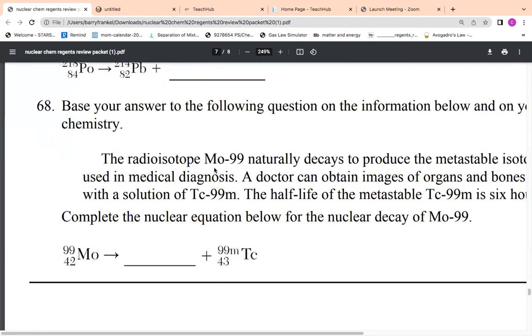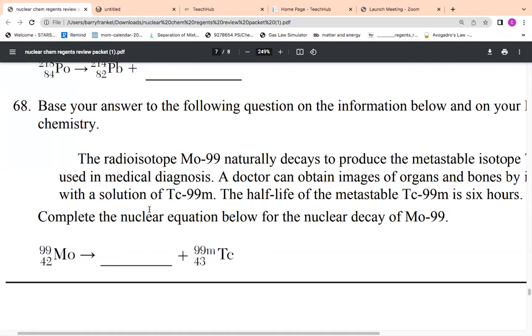Okay. 68, another nuclear equation that you have to write. They give you all this information, and then they just want you to write the nuclear equation. So we've got technetium-99. We want to know what sort of particle got spit out by Mo-99.